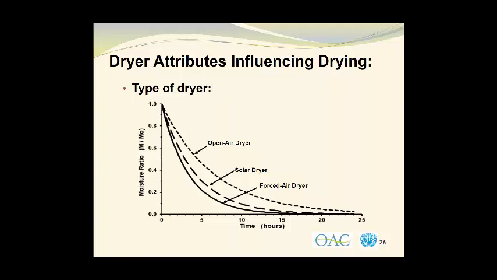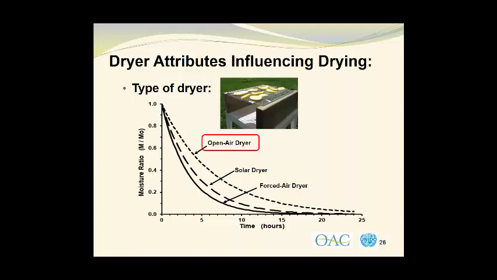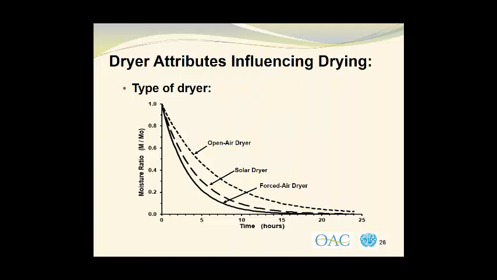Here is a graph that shows the results of drying mango slices in 3 different types of dryers. In the first case, we have dried the mangoes in an open-air dryer, and this is accomplished by placing the mangoes on a wire mesh that allows the air to blow across them. The sun will provide the heat in this operation, and that drying curve is shown by the shorter dashes of the 3 in the graph.